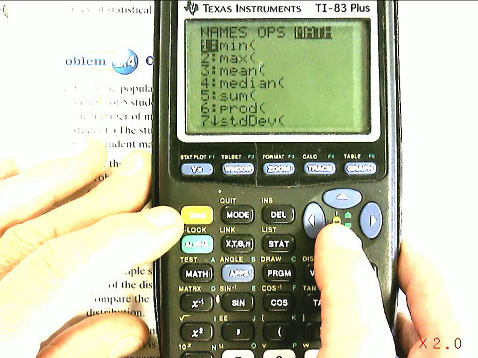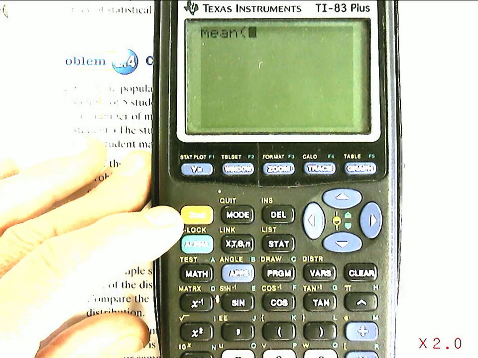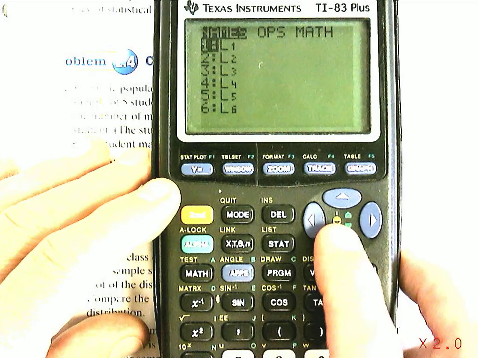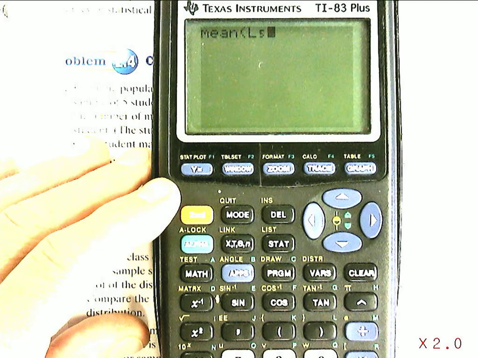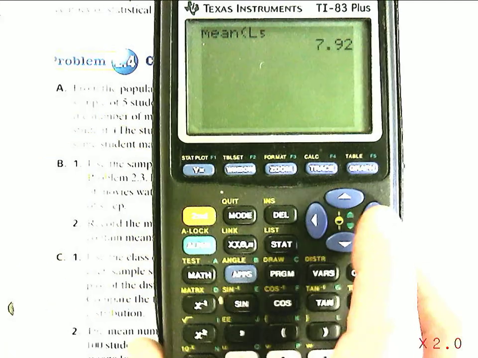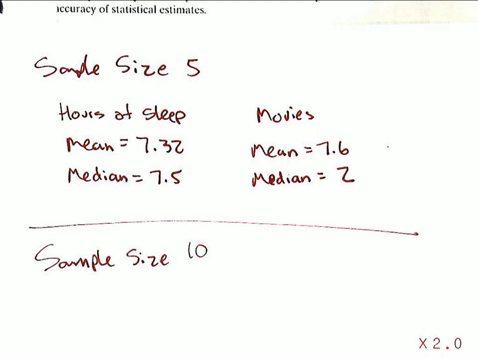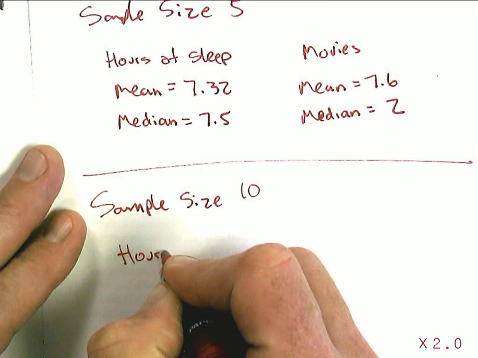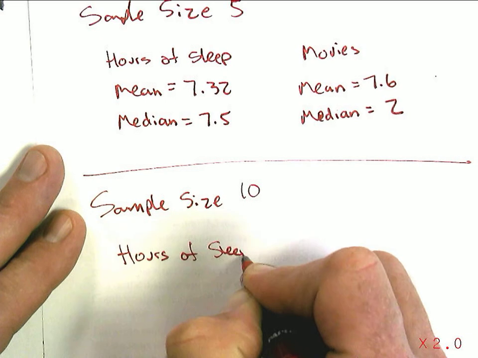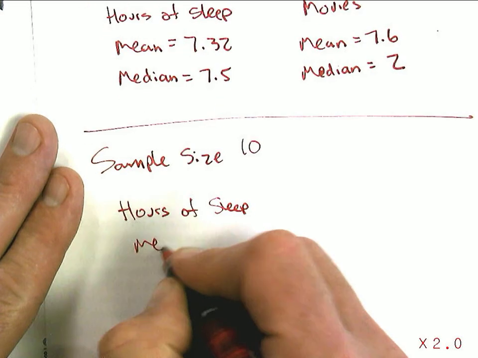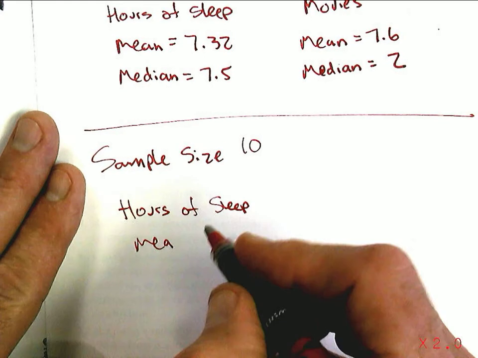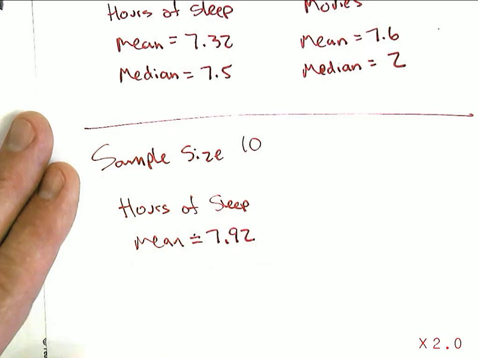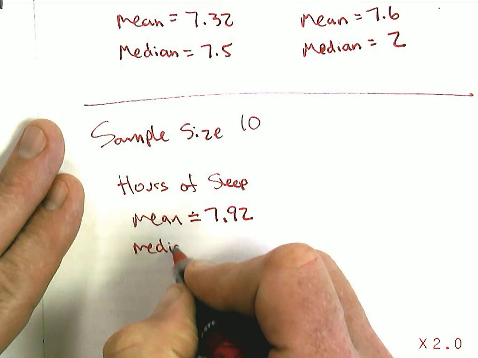And then down to the mean. And then I'm going to pick list 5. That's sleep hours. That's the mean. So 7.92. Keep track here. So hours of sleep. And that mean was 7.92 hours sleep. And now I need the median for the same group.